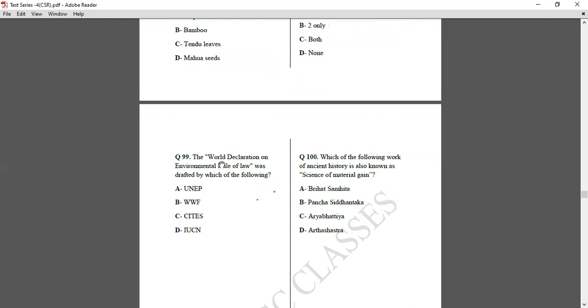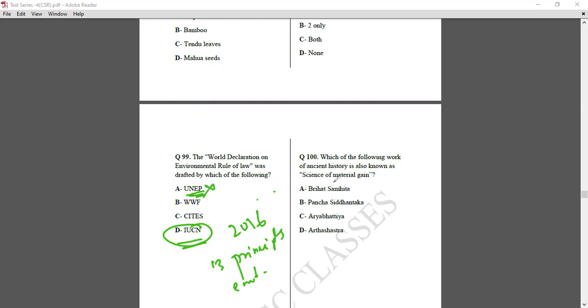So World Declaration on Environmental Rule of Law was drafted by IUCN. Remember, 2016. It contains 13 principles regarding environment. IUCN. Mostly here options, most of the students may go with UNEP, but it is wrong.